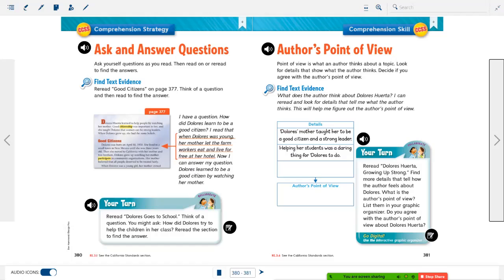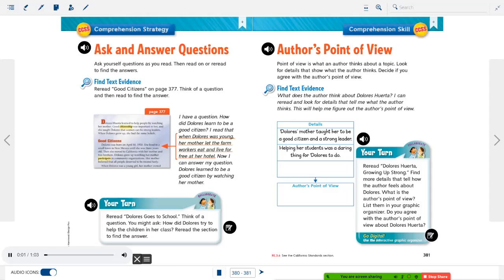All right, that takes us to the end of our stories. Let's go ahead and take a look at our comprehension strategy and skill. So we've talked about asking and answering questions in the past. This is when we want to find more information or to try and understand something better that maybe wasn't clear the first time. We'll ask questions about it and look for the answers. We're also going to talk some more about the author's point of view. And this is when we're looking at what the author thinks and feels about a specific topic.